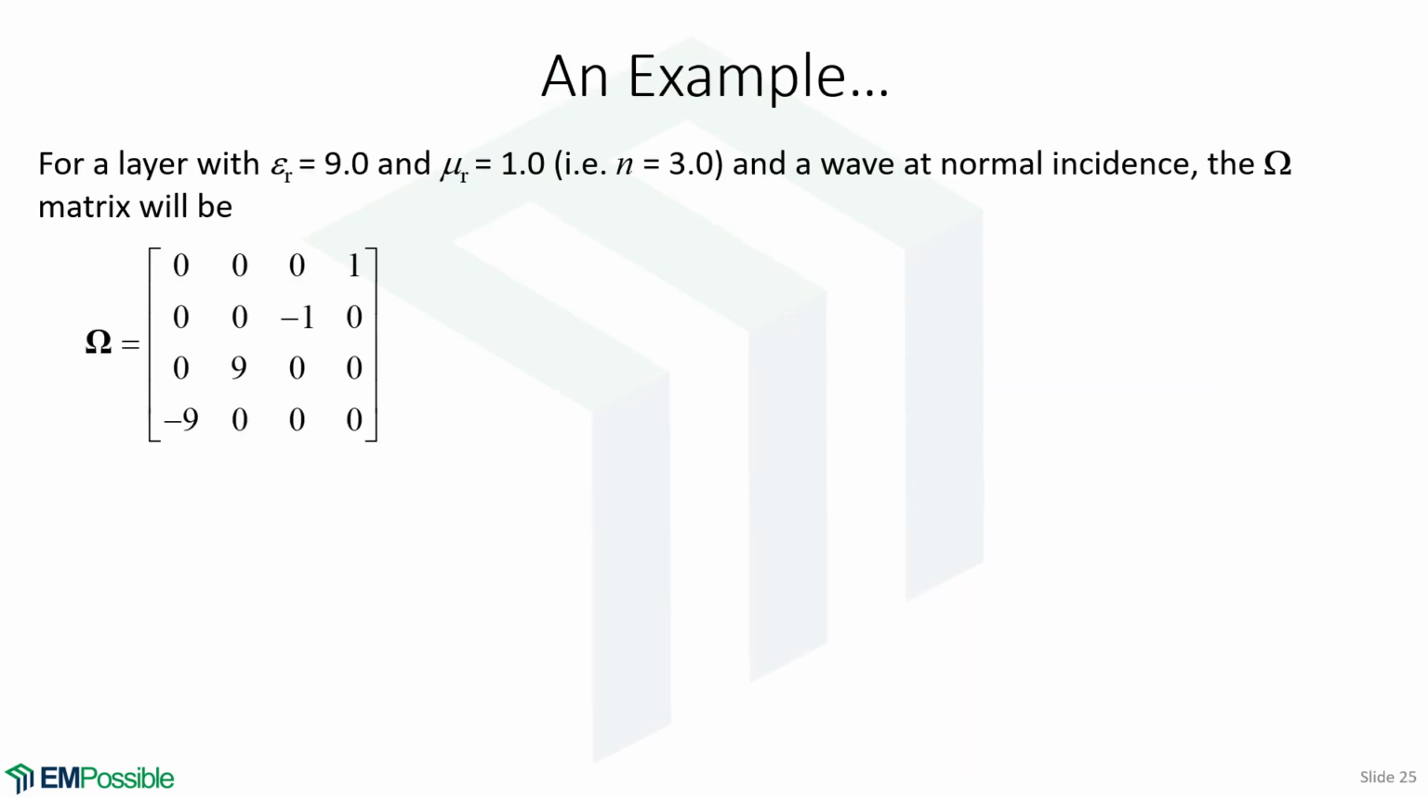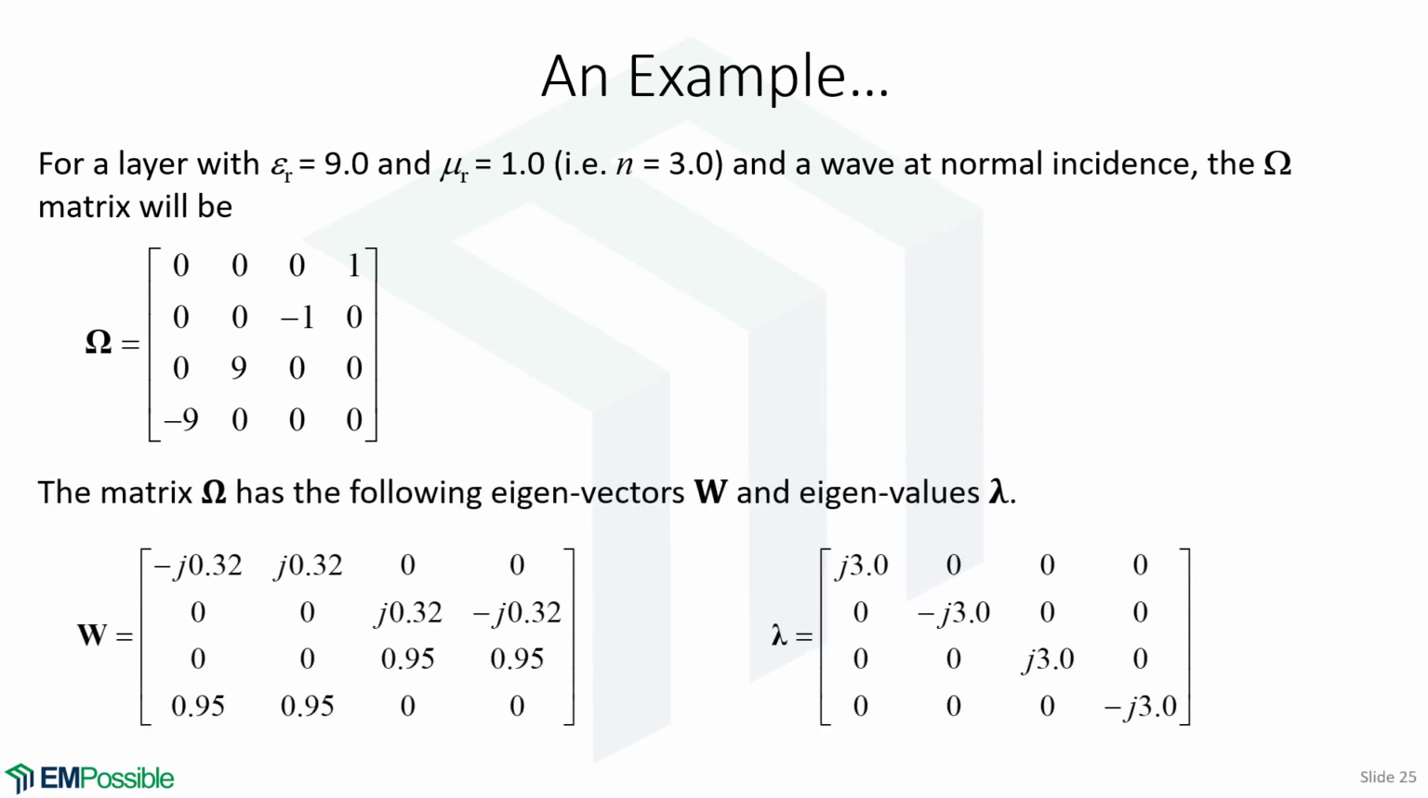So here's an example to get us a feel for the numbers. Let's say we have a medium that has a dielectric constant of 9, no permeability, or just a relative permeability of 1. This means it has a refractive index of 3, right? Because the refractive index is the square root of permittivity. Let's say there's a wave at normal incidence, so that means our kx and ky components are 0. If we were to follow our recipe, this is what we would get for the omega matrix.